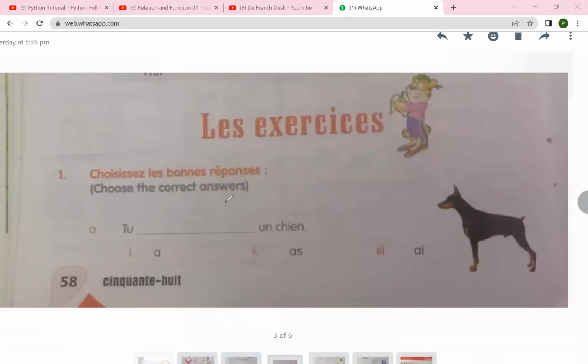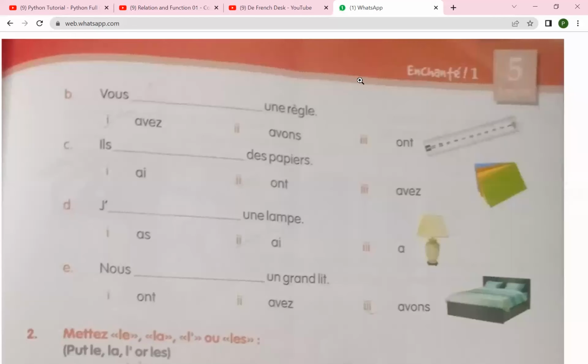In this question, the first one, tu dash a chien. So tu dash a dog. So with tu, we will have a-s. So the correct answer is option 2. Okay. The next part, with vous, you have avez. So here the first option is correct, avez. Vous avez une règle means you have a scale or a ruler.